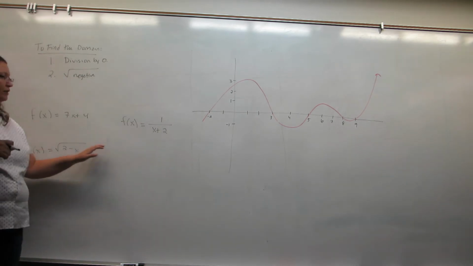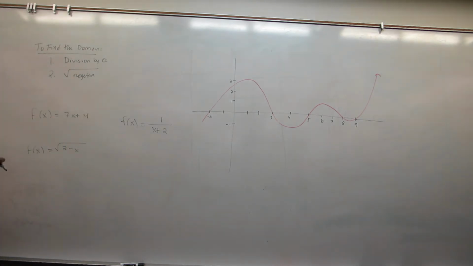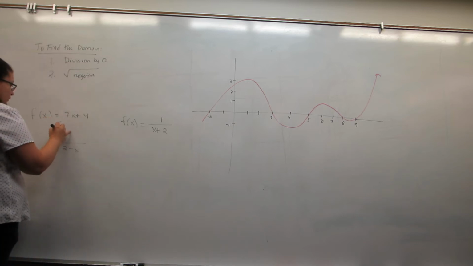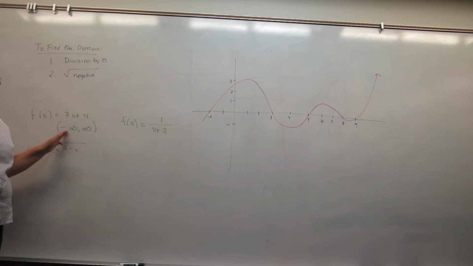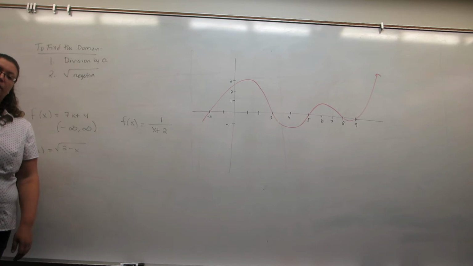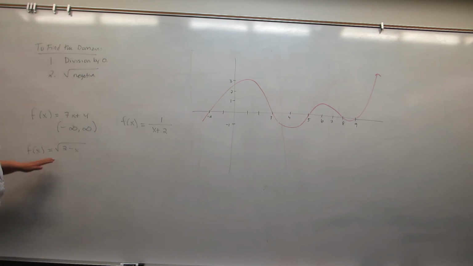So I have 3 examples of functions written in function notation, and I'm going to find the domain of all 3. So I look at this one first, f of x equals 7x plus 4, and I say, do either of these 2 things ever happen? Well, there's no division, there's no square root. This means the domain is everything, which I'm going to write using something called interval notation from negative infinity to infinity. Includes everything.